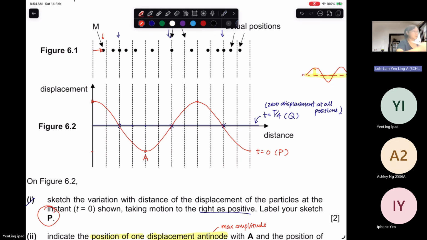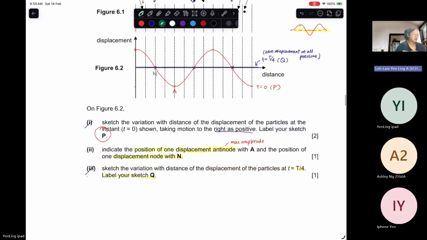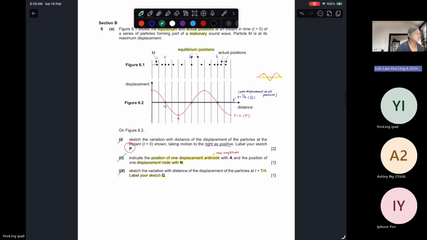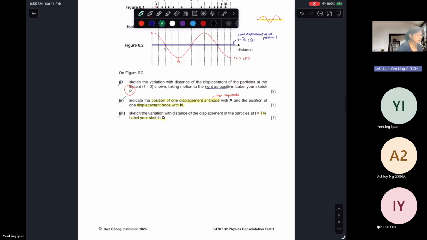And then a node is one which is permanently at rest. So those that are permanently at rest will be actually this, and this. And therefore, you just have to do one of this. Okay, so these are all the nodes. All right, so this would be the answer, and this would be part 2. Okay, so this is explicitly testing on what is an antinode and what is a displacement node. All right, so this is 6A.